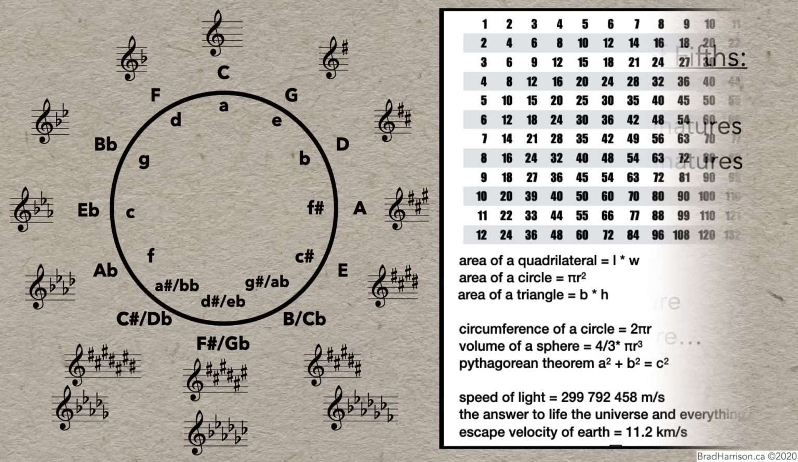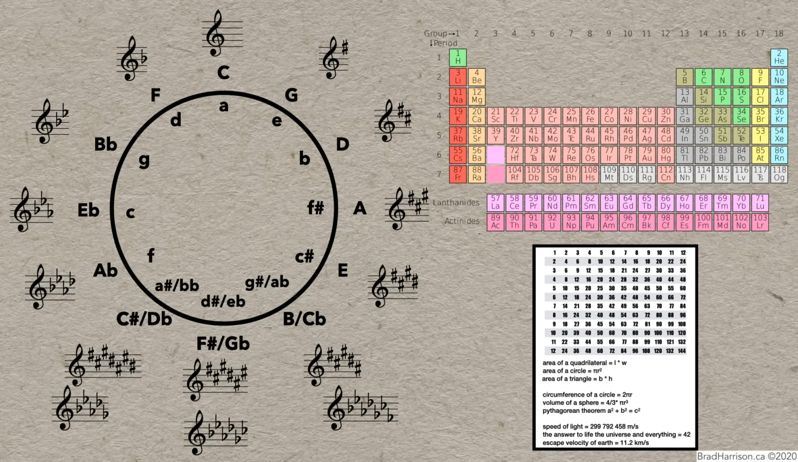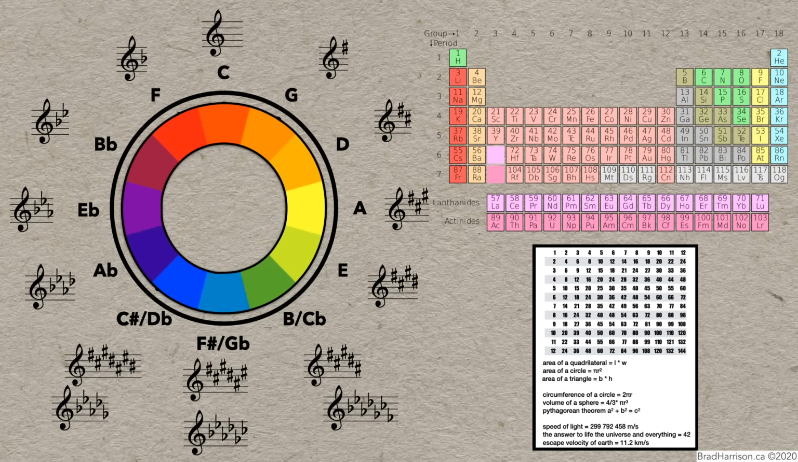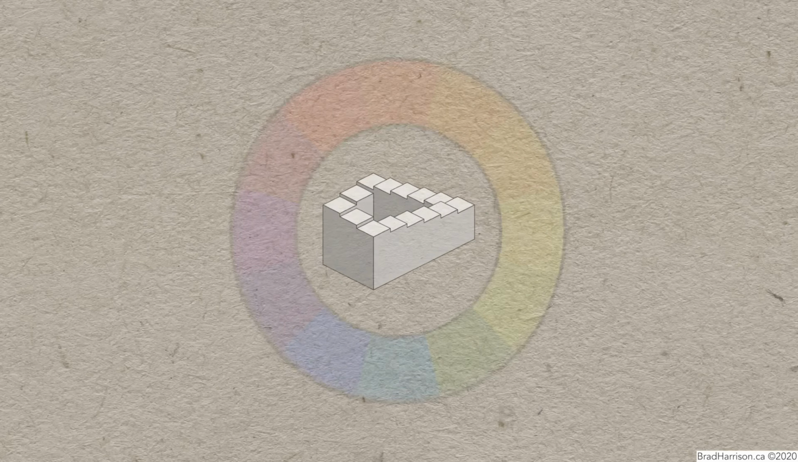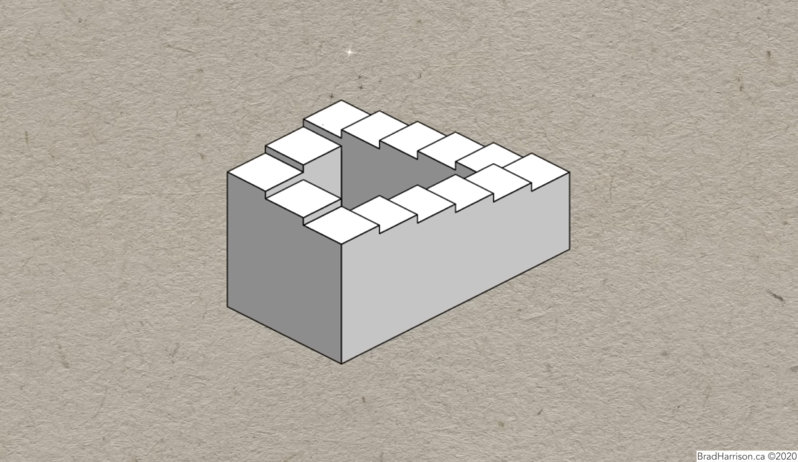It's almost like a reference chart of useful math equations, and the periodic table of elements, and a color wheel, all in one, but musical, like a magical musical device. But to understand how it works, it's helpful to know how it's built. The structure of the circle of fifths is a bit like those drawings of impossible stairs where you keep going up or down, but eventually you'll end up arriving at the same place.